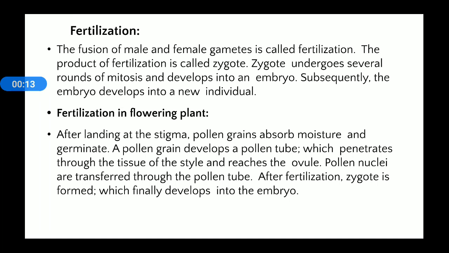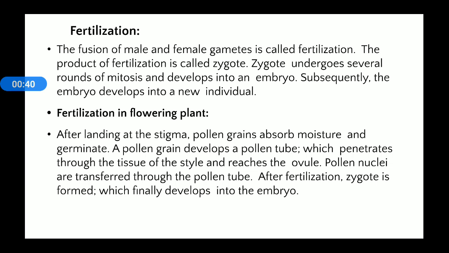Today we are going to start our next topic of how do organisms reproduce, and the name of the topic is fertilization. What is fertilization? Fertilization is a process by which fusion of male and female gametes takes place. It means the male gamete from the male body and the female gamete from the female body will fuse to form a zygote, and the process by which fusion takes place is known as fertilization.